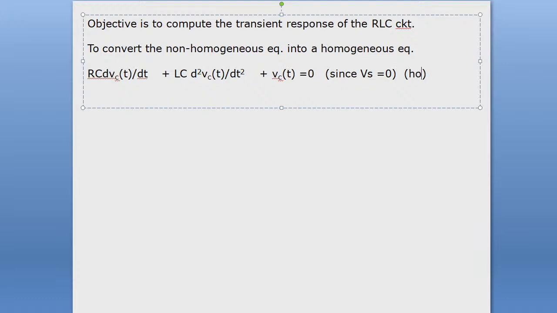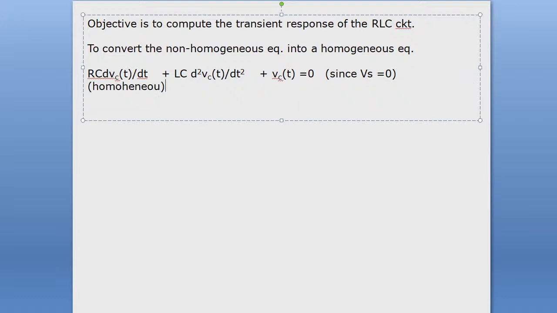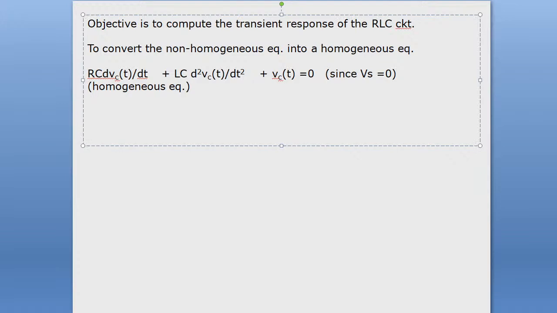This is the homogeneous equation. I am telling you this point many times because we know that the solution of a homogeneous differential equation is nothing but A1 e to the power alpha 1 t plus A2 e to the power alpha 2 t, where alpha 1 and alpha 2 are the roots of its characteristic equation. Let me solve this equation first.